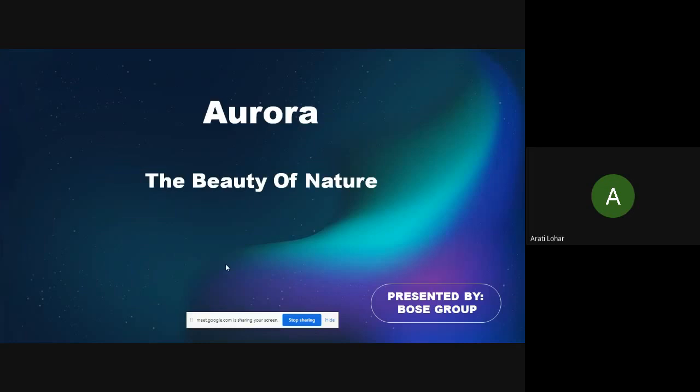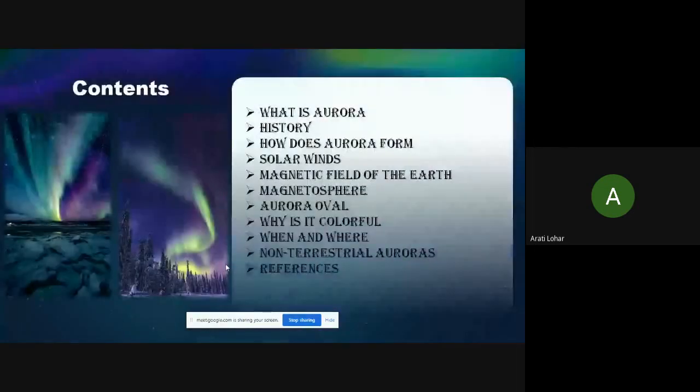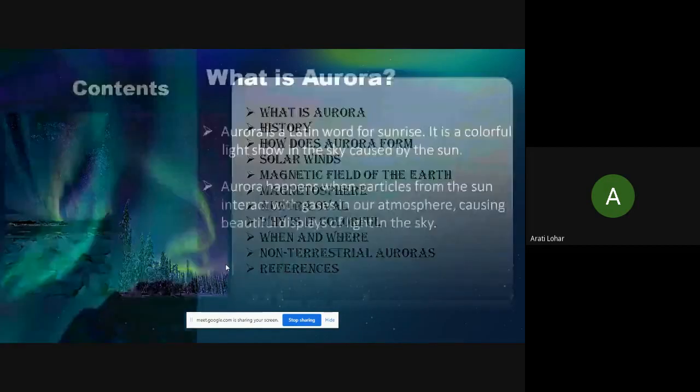First of all, let us look at the contents. We have what is Aurora, its history, how does Aurora actually form, and the key points like solar wind, magnetic field of the Earth, magnetosphere, aurora oval, why is it colorful, when and where we can see aurora, followed up by the non-traditional auroras and the references.